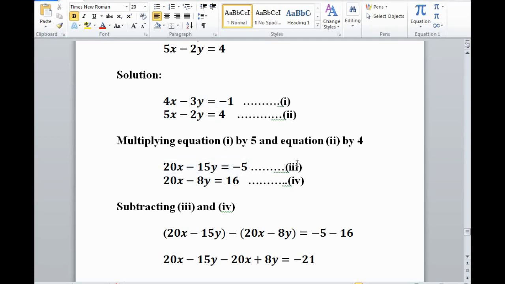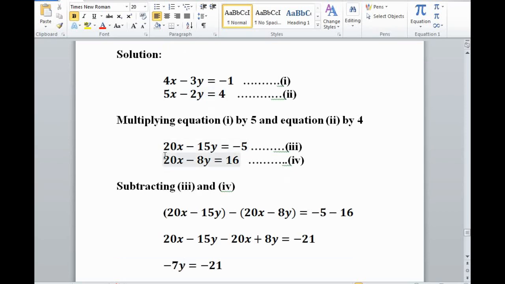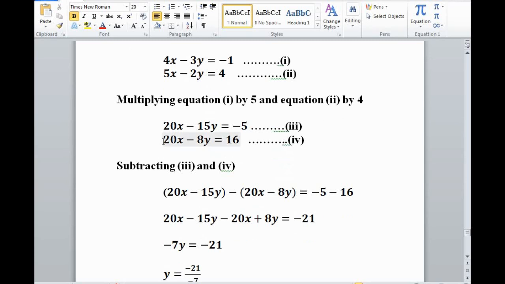Let's name this equation as our third equation, and then let's multiply the second equation, which is 5x minus 2y equals 4, by 4. Then 5 times 4, 20x, 2 times 4, 8y, and 4 times 4 equals 16. Now the absolute values of the coefficients of x in both the equations are the same. So if we subtract equation 3 and equation 4, we can easily eliminate x from these two equations.